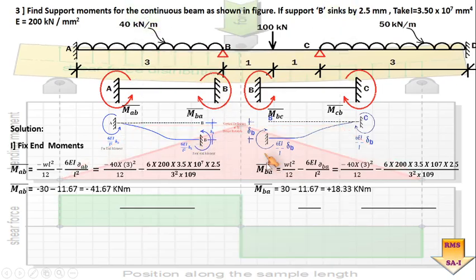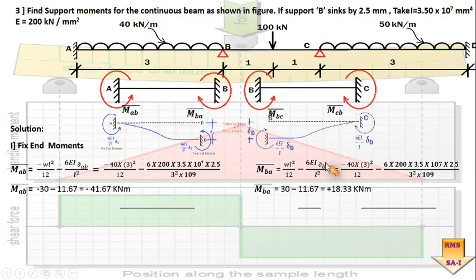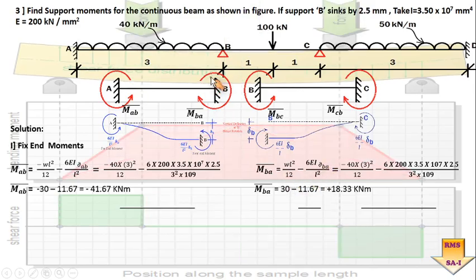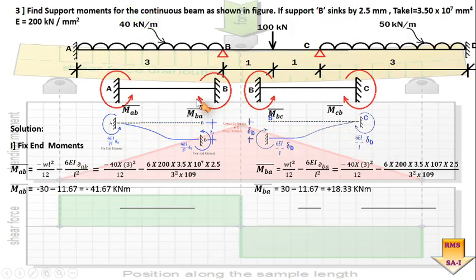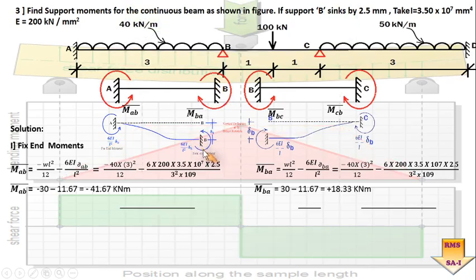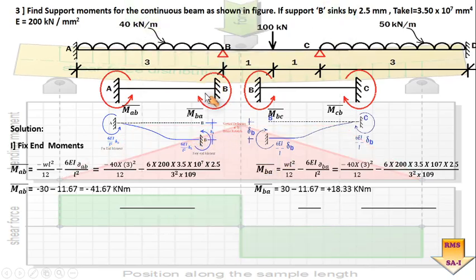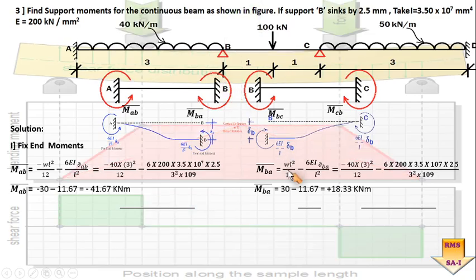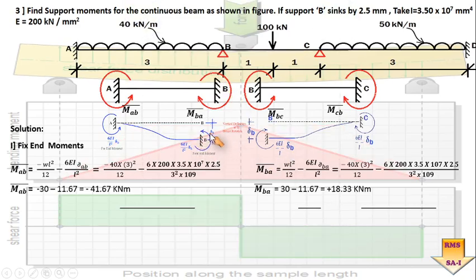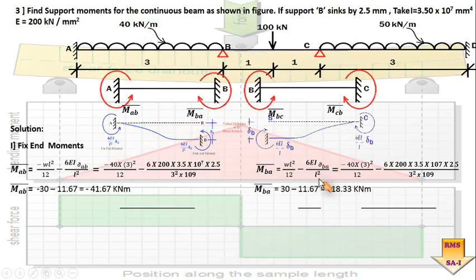So here you can see plus WL square by 12 and minus 6EI delta by L square, because the effect of fixity is in the clockwise direction, and due to the sinking its moment is in the anti-clockwise direction. Is it okay? So due to fixity WL square by 12, and due to sinking of the support minus 6EI delta BA by L square.